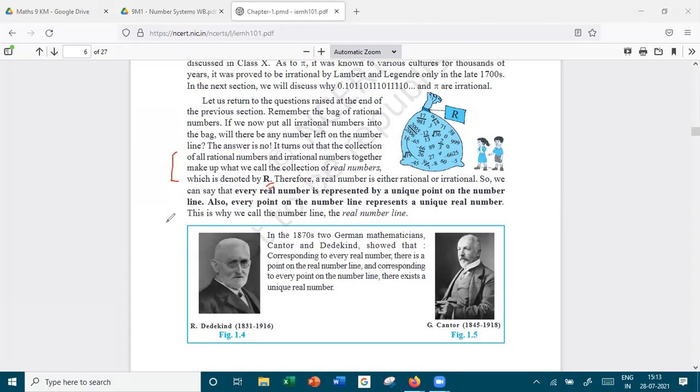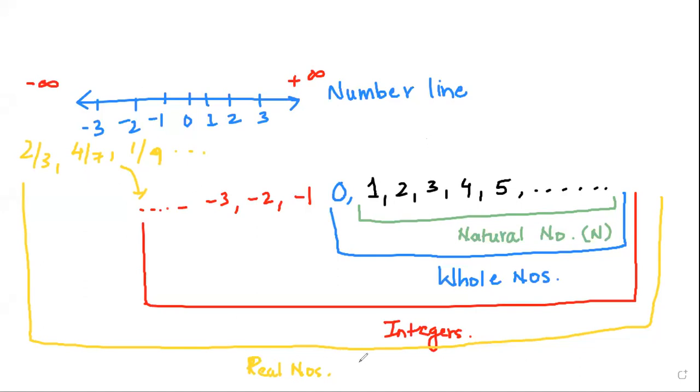Every real number is represented by a unique point on the number line. Which means all these numbers which we spoke about can be represented on the number line, is what they are trying to say. Because real numbers is the whole set, the whole collection of all these different types of numbers.